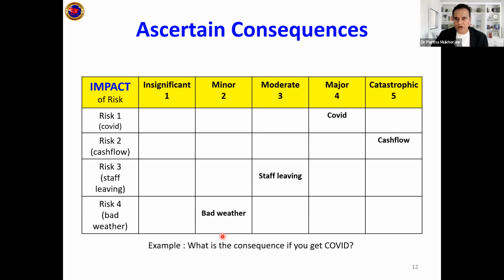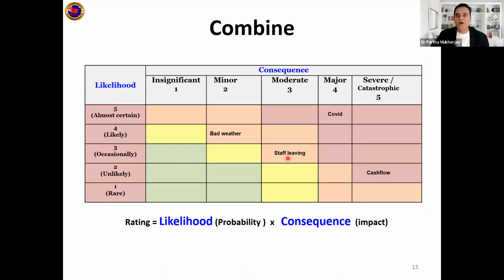So in the formula of likelihood and consequences, we have now identified the same risks in two different ways. We have ascertained the likelihood, which is the probability of happening, and the consequence of happening. Now you merge the two. In the next slide, we have combined the two. So it's a 5x5 matrix. In the 5x5 matrix, we have put likelihood as 1, 2, 3, 4, 5, and consequences 1, 2, 3, 4, 5.